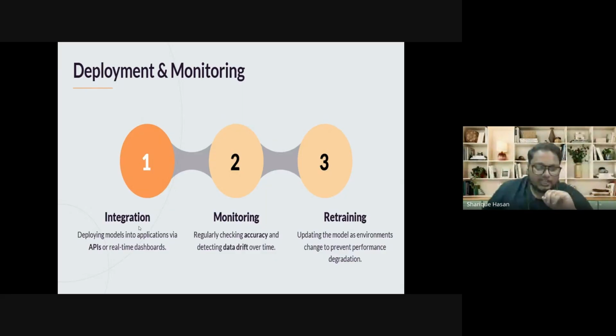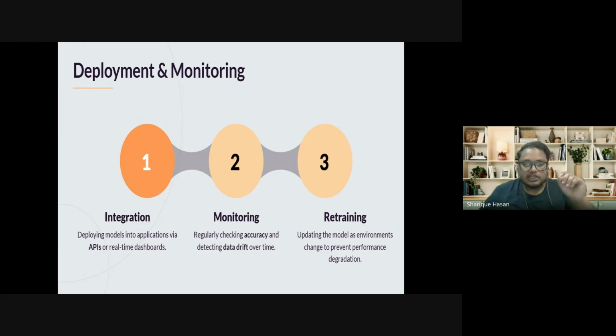The first point is integration: integrating a model into an application via API or real-time dashboard. API, I already told you, is the key where you can ask someone else to use their data set. It is a simple thing. I hope you understand it.